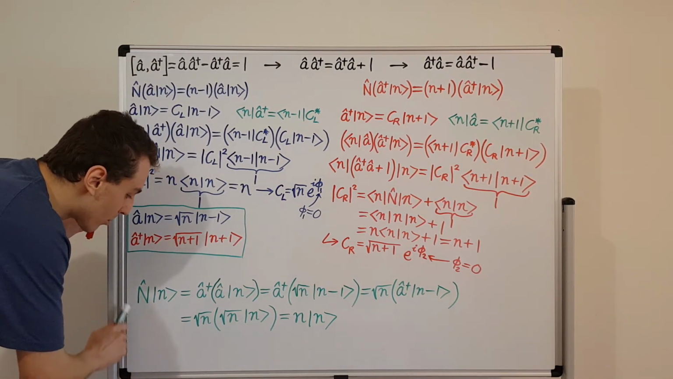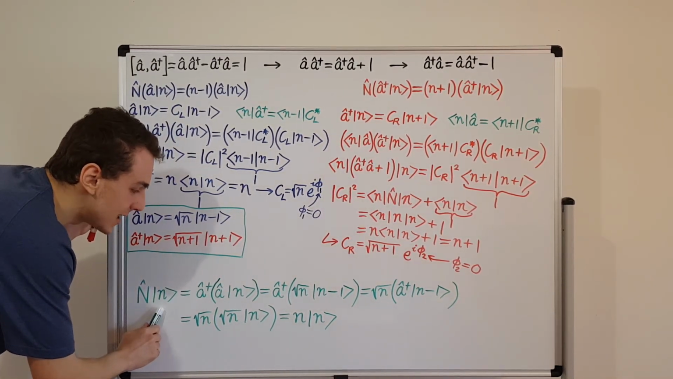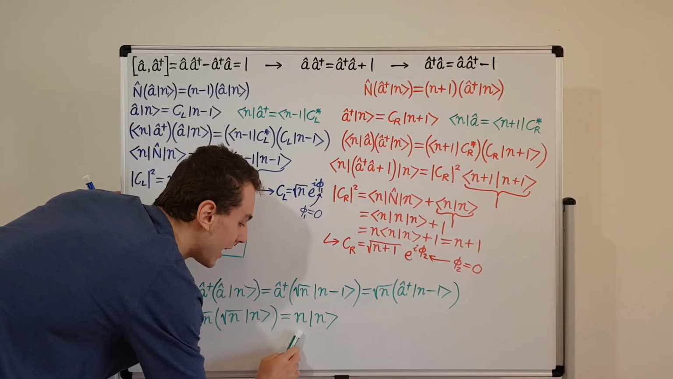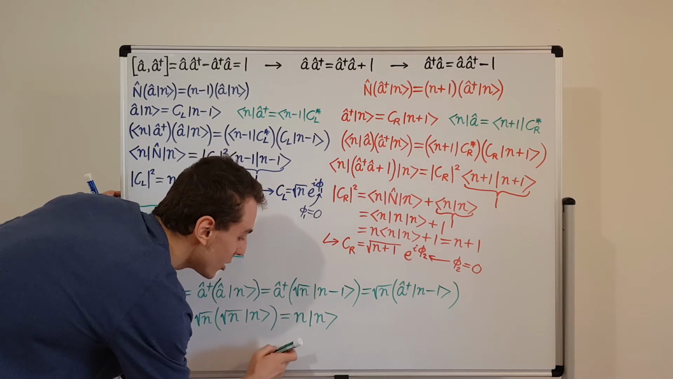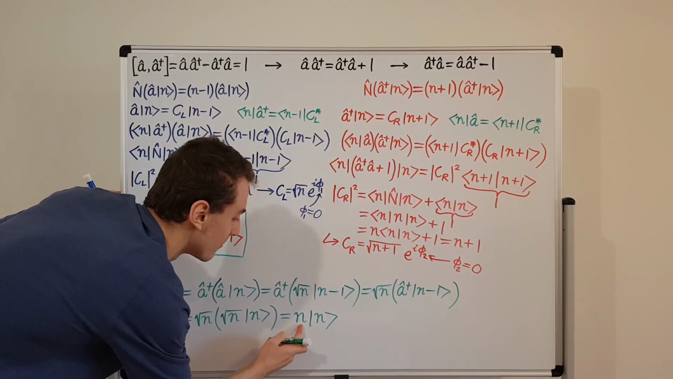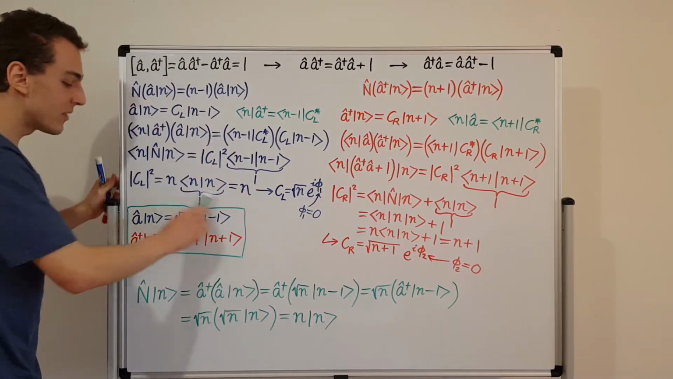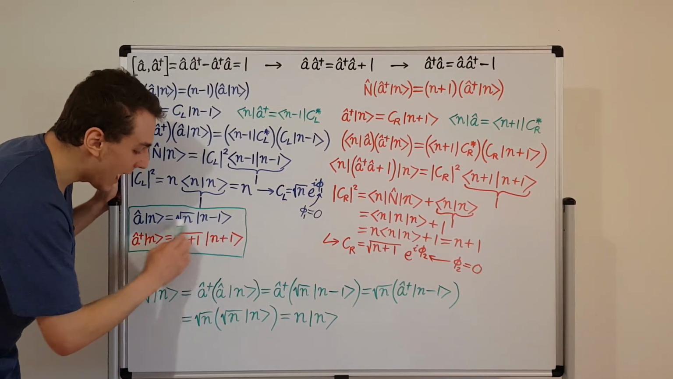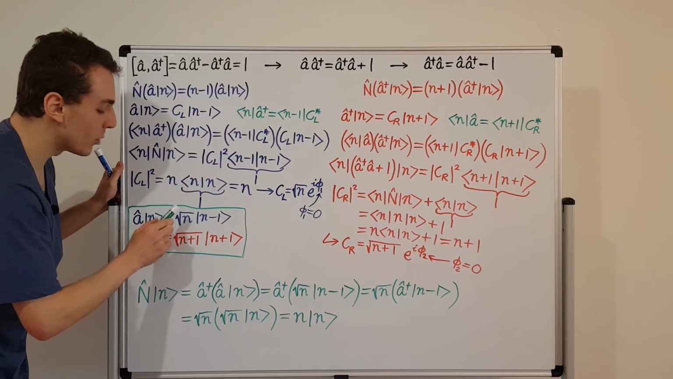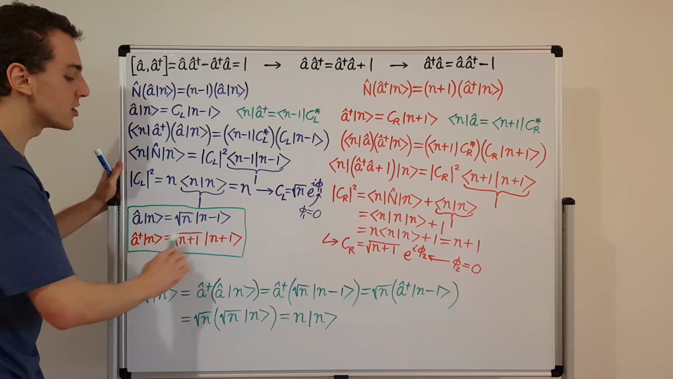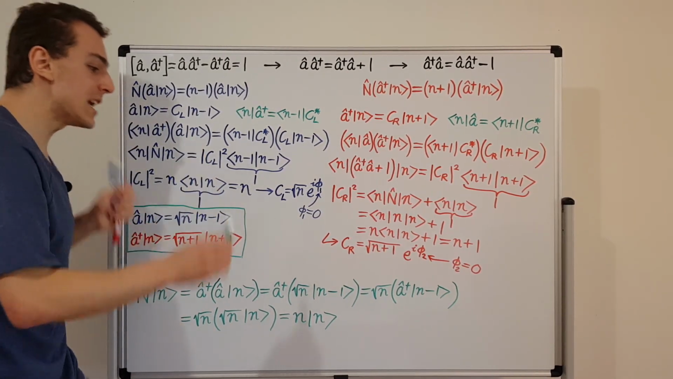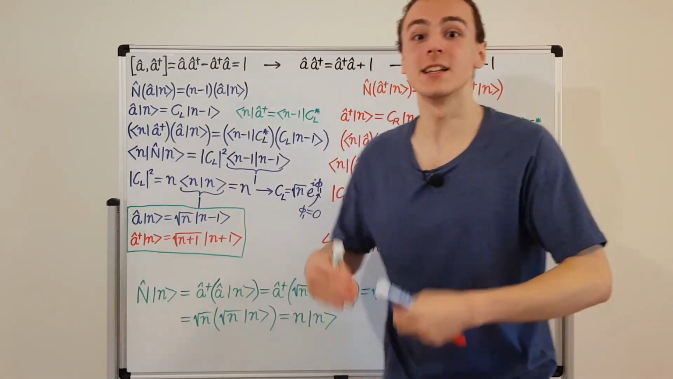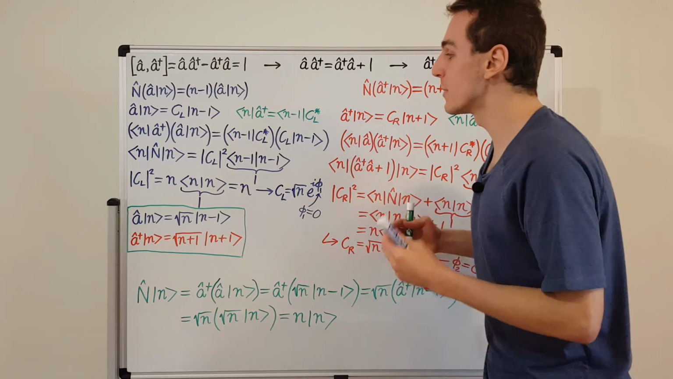When you act with the number operator on one of these energy eigenstates, it just gives you the energy eigenstate back, but you're multiplying by an eigenvalue. And that eigenvalue is lowercase n. So it actually works. Both of these equations work, and they preserve the normalization. We need to have these coefficients here to ensure that all of these vectors are normalized, because normalization allows us to calculate meaningful probabilities in the statistical interpretation of quantum mechanics.